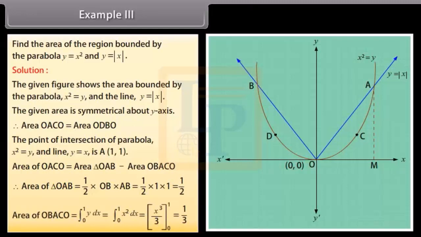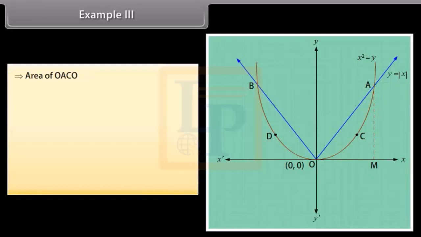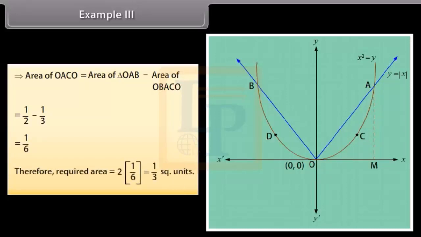Area of OBACO is equal to the integral from 0 to 1 of y with respect to x, which is equal to the integral from 0 to 1 of x square with respect to x. By solving, we get area of OBACO is equal to 1 upon 3. It implies area of OACO is equal to area of triangle OAB minus area of OBACO, which equals 1 upon 2 minus 1 upon 3, which equals 1 upon 6. Therefore, required area is equal to 2 into 1 upon 6, which equals 1 upon 3 square units.